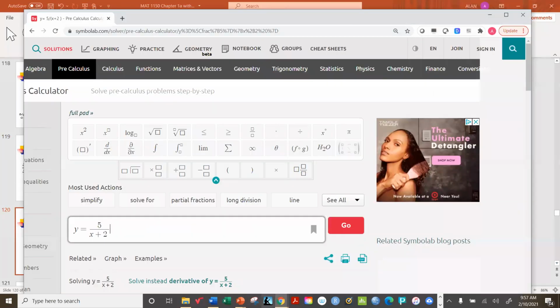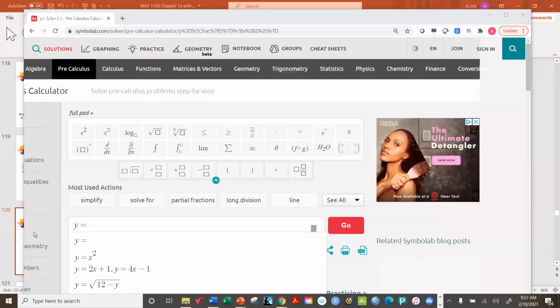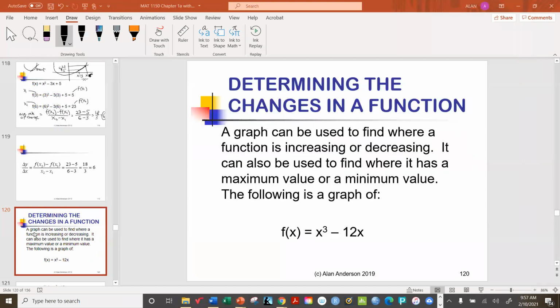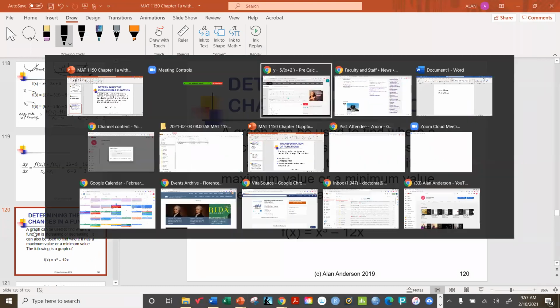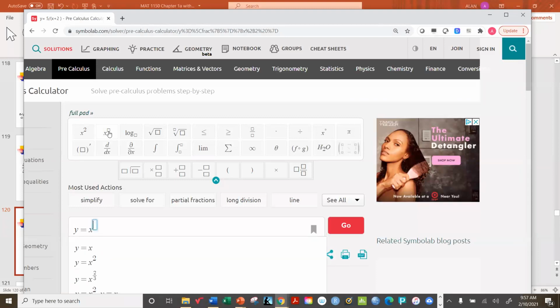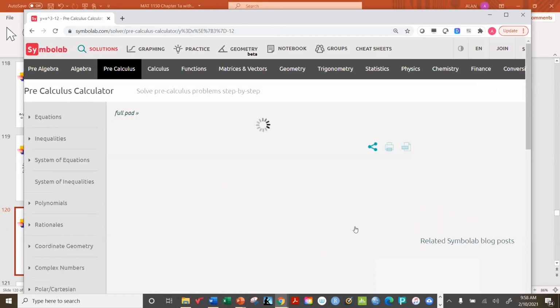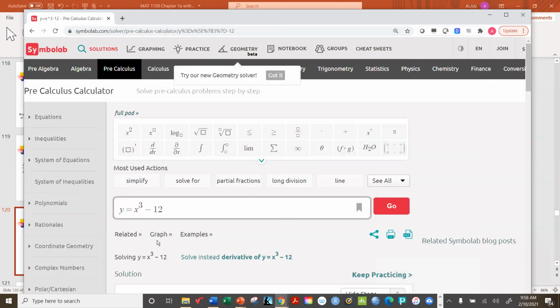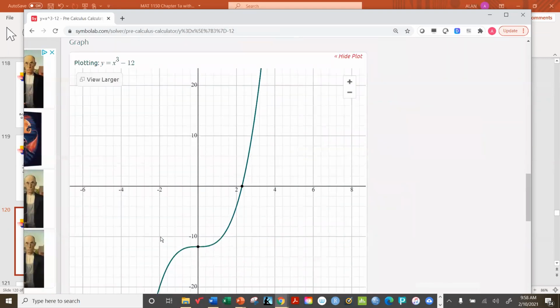Our old friend Symbolab, it's now our best friend, isn't it? Because it's so convenient. y equals x cubed minus 12. All right, let's get that. X cubed minus 12. And by the way, don't forget, this is something I've figured out the hard way. If I try to graph it right now, it won't understand. You have to hit the go button before you graph anything. I guess it stores it in its memory or something.